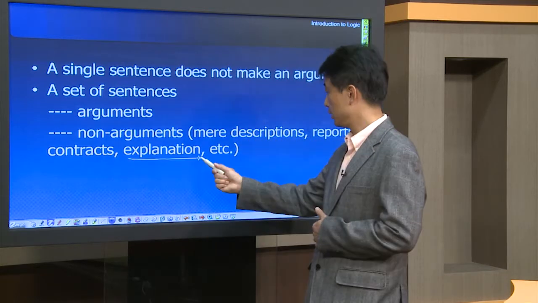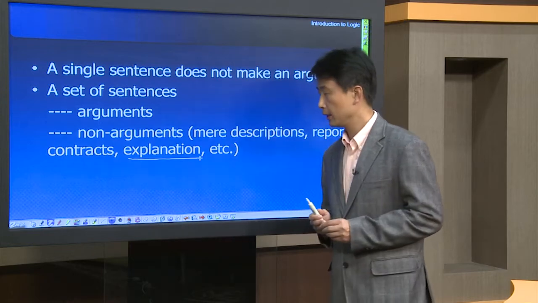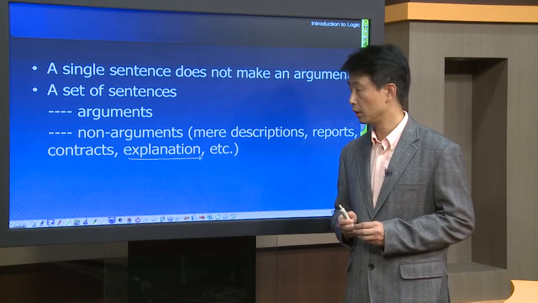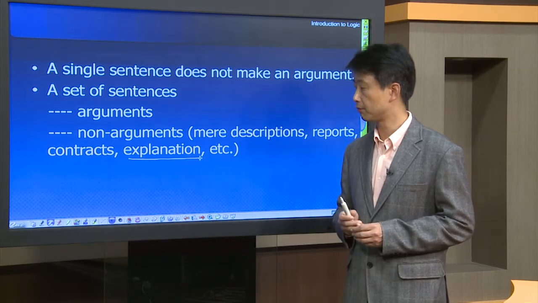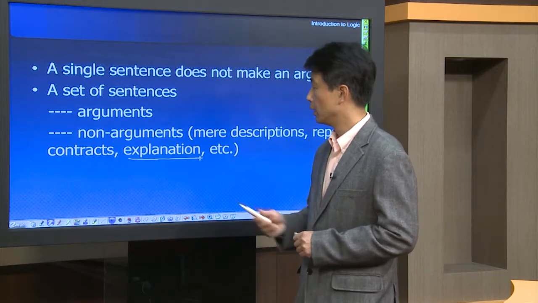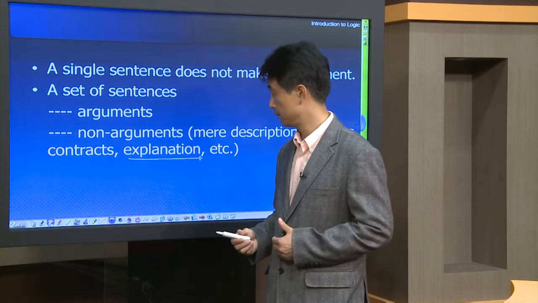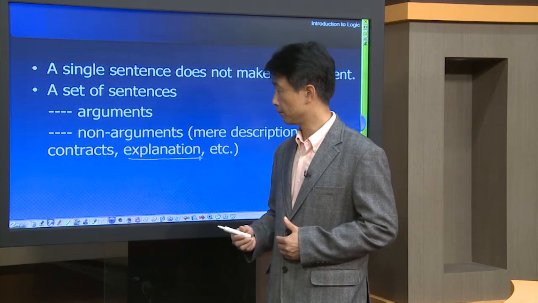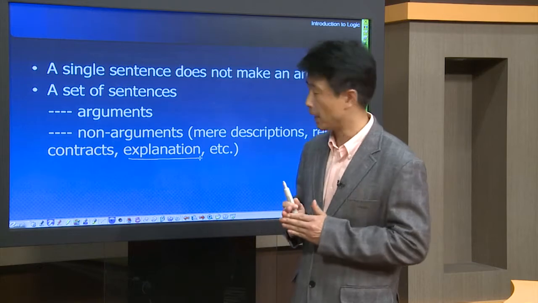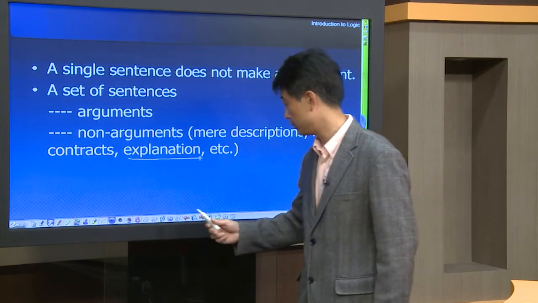Now there is this example, explanation, and it is a bit tricky to distinguish an explanation from an argument, because an explanation looks very much like an argument. So we need to talk a little bit more about the difference between an explanation and an argument. I will explain a little bit more, okay?